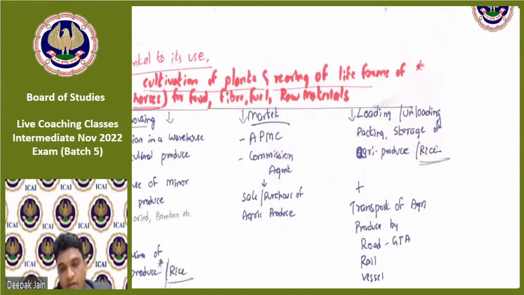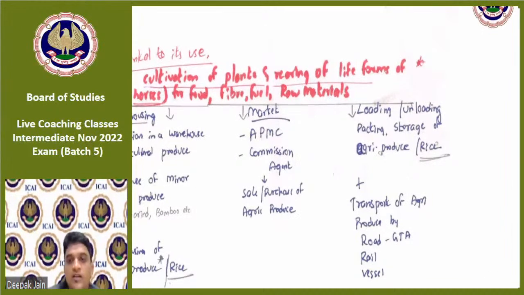Like in warehousing it is specifically included, and in loading, unloading, packaging it is also specifically included, because actually it is not in agriculture produce. Paddy is the agriculture produce, so to clear this confusion they included rice as well. So loading, unloading, packaging, storage of agriculture produce and rice is also included under the exemption.